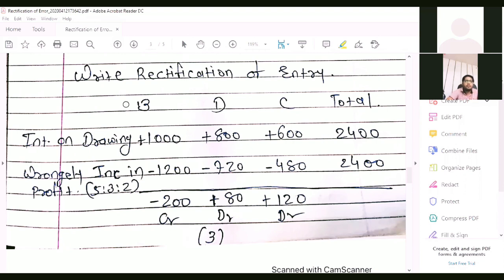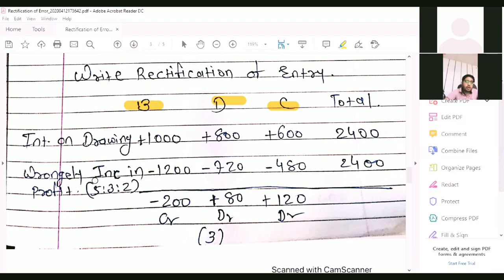So we have three partners, B, D and C, right? So first the right amount we can write, interest on drawing. The amount you have given in the previous sum, interest on capital, you have to calculate. Here it is directly given. So it is 1,800 and 600.